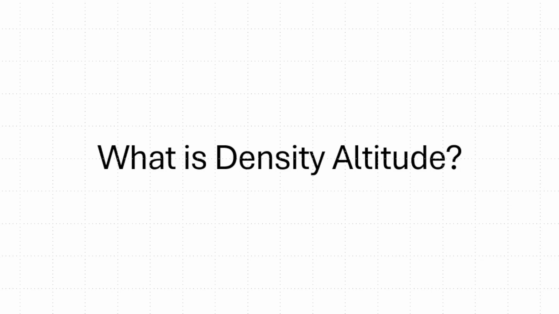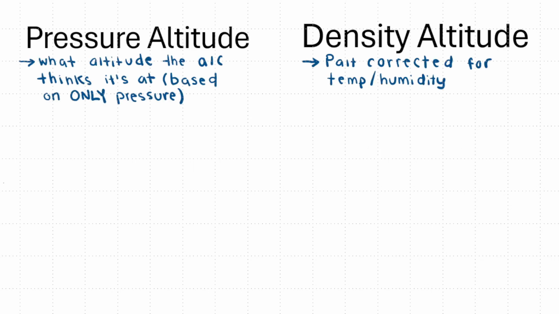You'll be able to understand how your aircraft is going to be performing that day, and that can be really good to know for the safety of your flight. So let's move on. I want us to talk about the difference between pressure altitude and density altitude first. In simple terms, pressure altitude is basically what altitude the aircraft thinks it's at. And we figure this out based on only pressure.